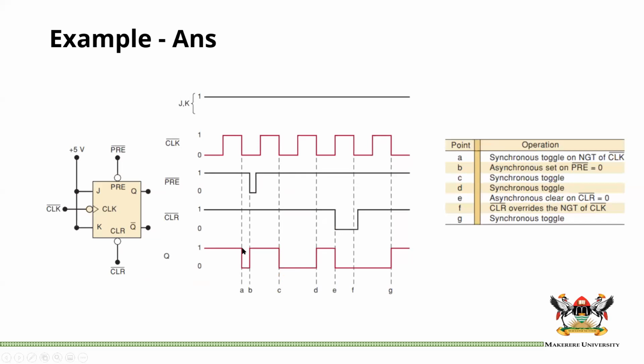Here we are going to toggle, but immediately we toggle, we find a preset command. So we preset, we go back to 1, and it happens immediately because this is asynchronous. We stay at 1 until C, where we actually toggle on the NGT, and D, where we toggle again on the NGT, because remember J and K are 1, until E, where we clear in that moment, since this is an asynchronous command that overrides. At F, we would normally toggle, but we will remain cleared.